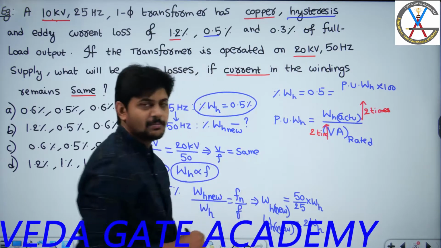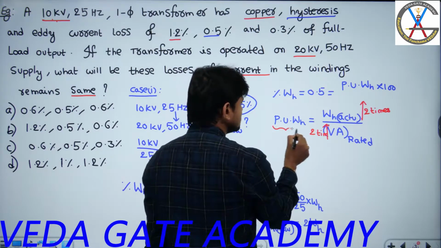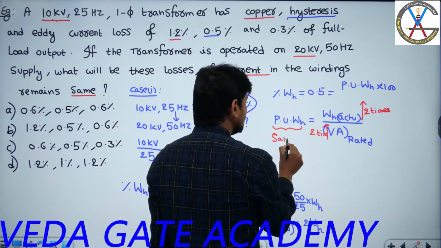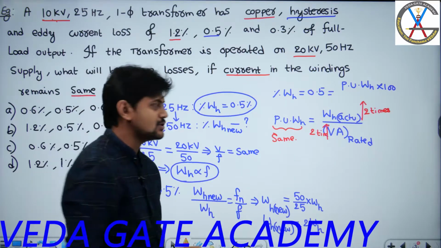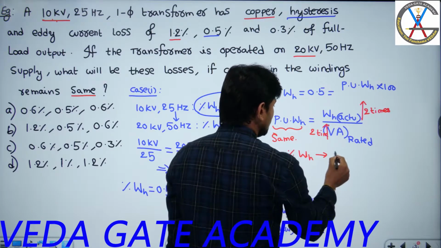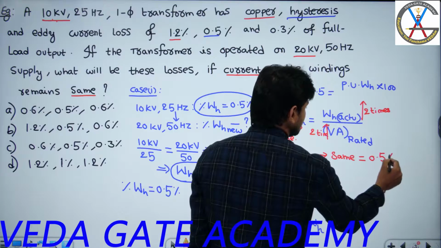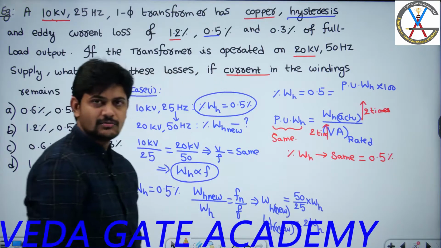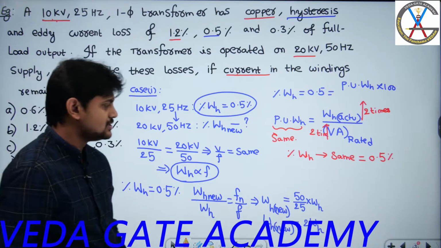Denominator is also increased by 2 times. Now, is there any change in the per unit hysteresis losses in the new case? No. So the per unit hysteresis losses will remain the same. As per unit hysteresis losses in the new case remain the same, percentage hysteresis losses also will remain the same, which is equal to 0.5 percentage. Are you following? So there is no change in the hysteresis losses.